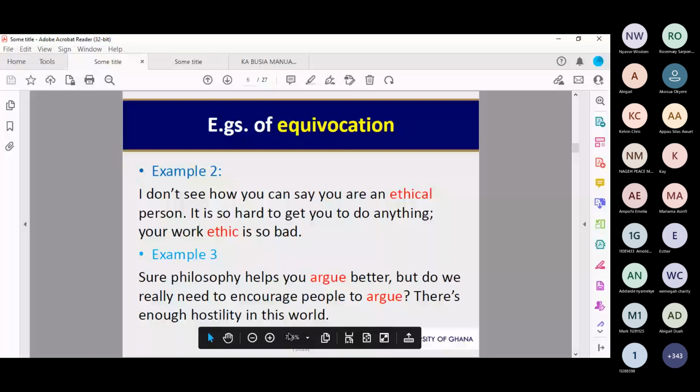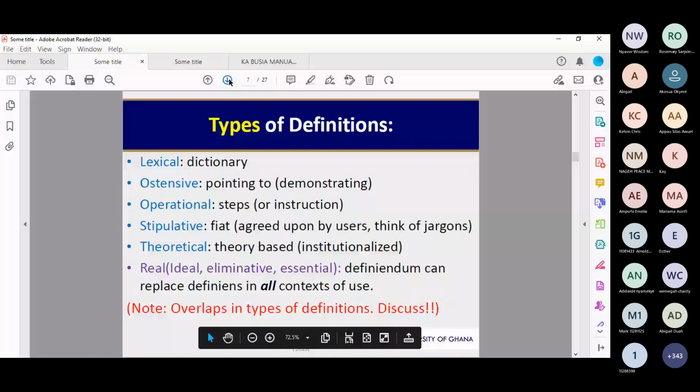So examples are on your screen. I don't think we should bother to read. Then we go to types of definitions, which my lady took us through nicely. The last type, which we didn't delve into too much, was what? Real definition, which is also called ideal definition, also called eliminative definition. They are all on your screen now.